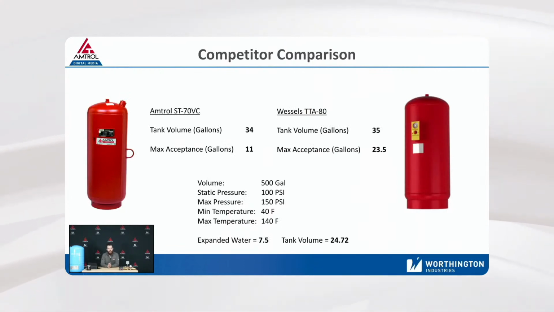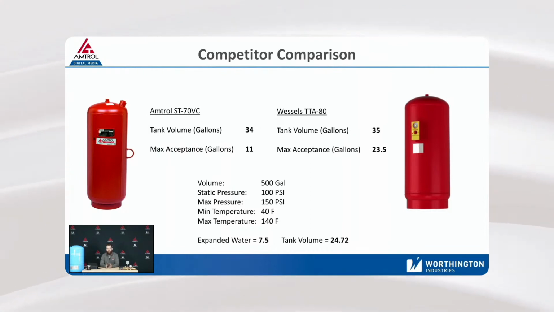So lastly, I want to jump into some common competitor comparison questions that we get. I'm going to give two examples here. The first one I have is a Wessels tank. Wessels OEM for Watts, and now they OEM for B&G, so there are a lot of Wessels tanks out there. They're just under different model names, but the vessels themselves are the same for the requirements and the specs. So I chose them as a common one because of that, and then I chose our equivalent for the TTA80, which is our ST70VC.